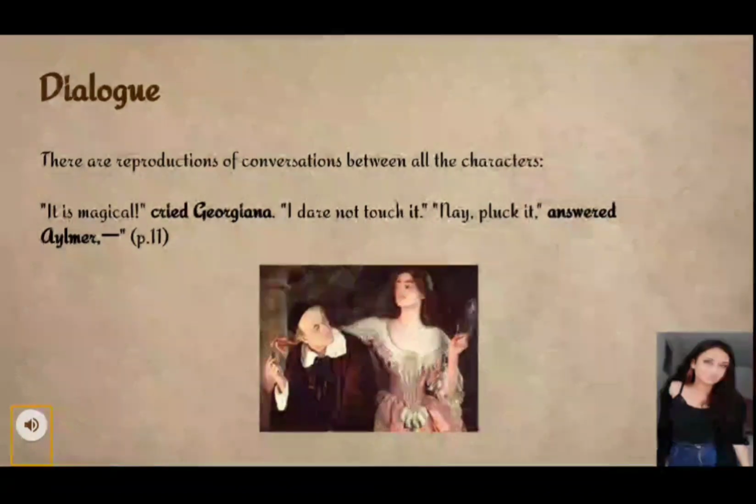Dialogue. There are reproductions of conversation between all the characters, as we can notice in the following quote.